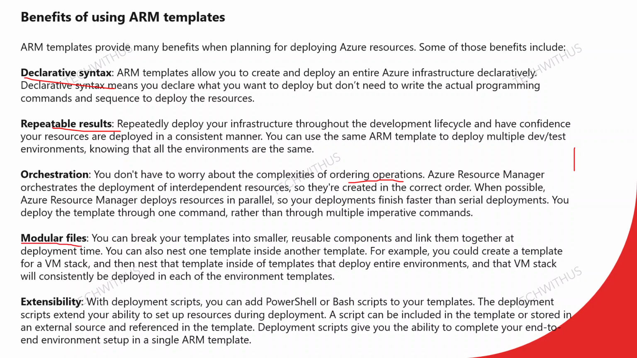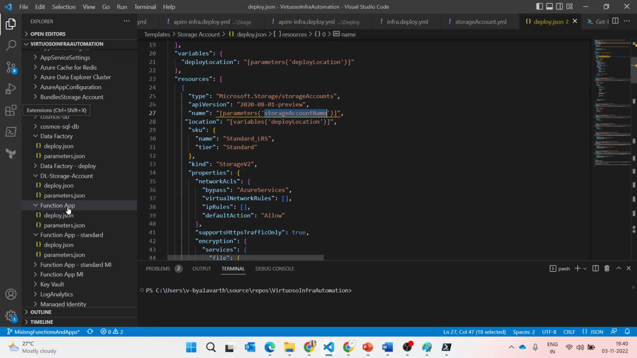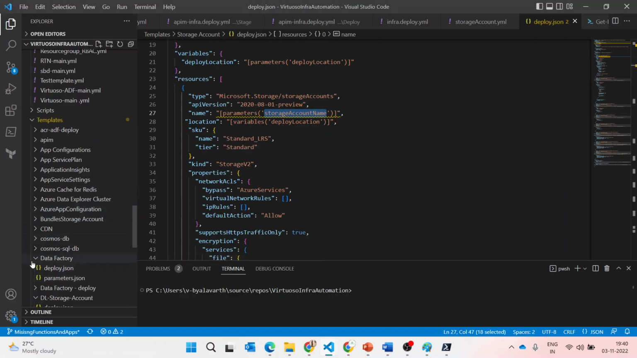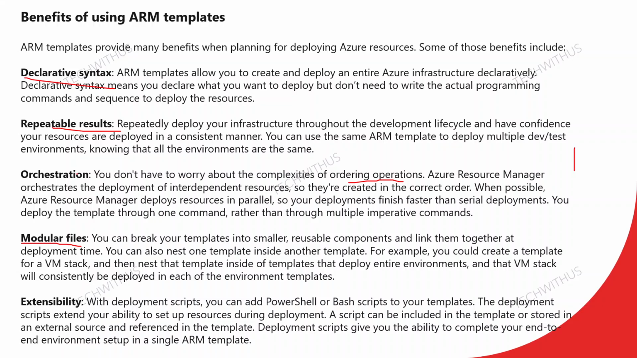And modular files. Modular files is nothing but you will have separate templates. Okay, I'll show you as I have shown in my project here. See, there are many resources I need to create, but we have divided all of these into a number of modules. Like app configuration is one module, app service is one module. So we have segregated all the things in terms of modules, and under these modules we will have the templates.